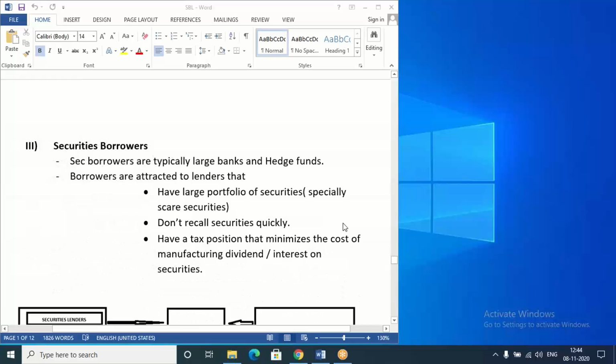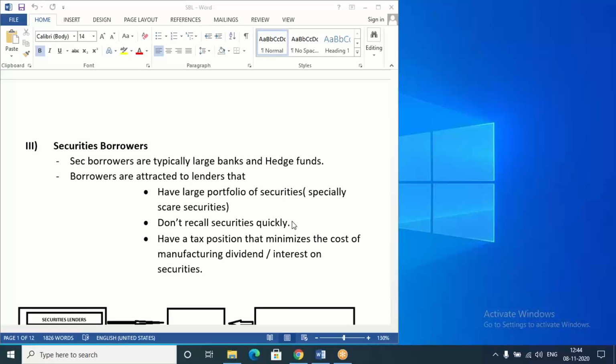So next, we're going to talk about borrowers. All this time we were primarily focused on lenders, securities lending agents, collateral, how collateral is posted and how it is calculated. Now we're going to look at security borrowers. Security borrowers are typically large banks and hedge funds. Borrowers are usually attracted to lenders that have a large portfolio of securities, especially scarce ones. They're also attracted to lenders who don't recall securities quickly, and to lenders who have a tax position that minimizes the cost of manufacturing the dividend or interest back to them.